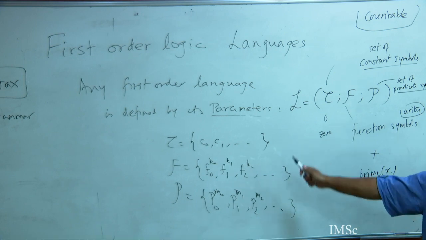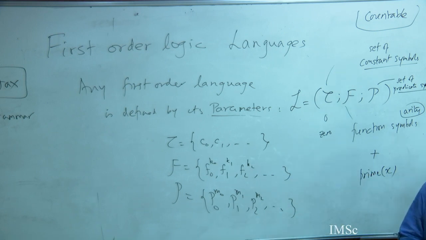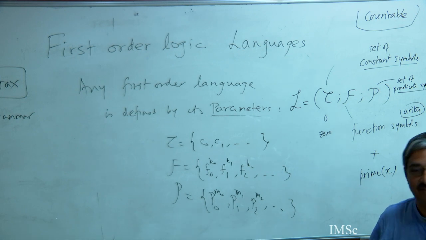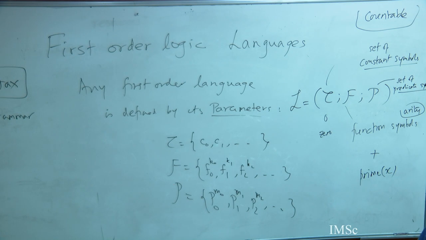Is this clear? These three are like input. Before I define my particular logical language, you have to tell me what your constants, functions and predicates are. So if Shankar comes and tells me that I'm defining a logic for you, I'll ask, okay, tell me your constant symbols, function symbols, predicate symbols. Let's get to business, but first he has to tell me what these are, right?